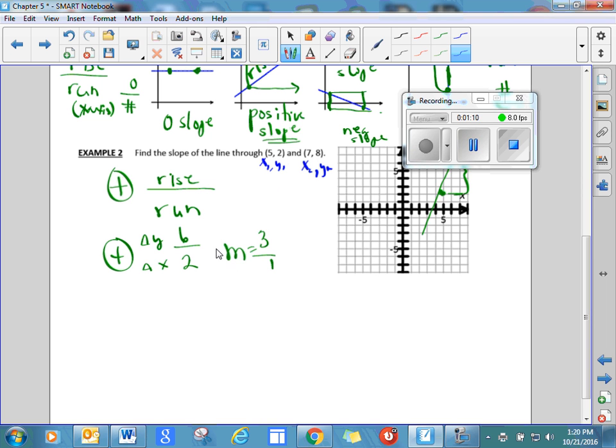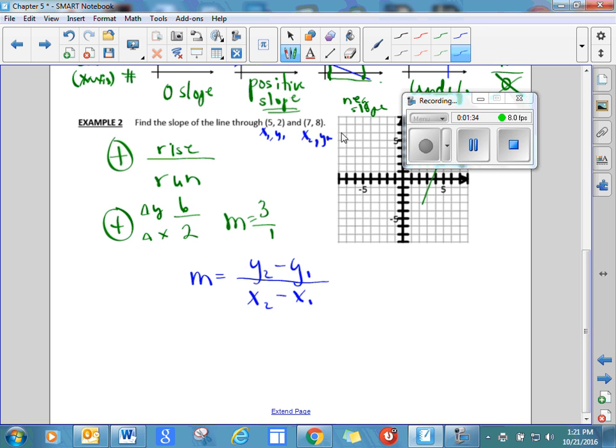The little subscripts indicate which point I'm talking about, the first point or the second point. Because when we use the slope formula, we have to start with one of the points and subtract the other one. The formula says y sub 2 minus y sub 1 over x sub 2 minus x sub 1.